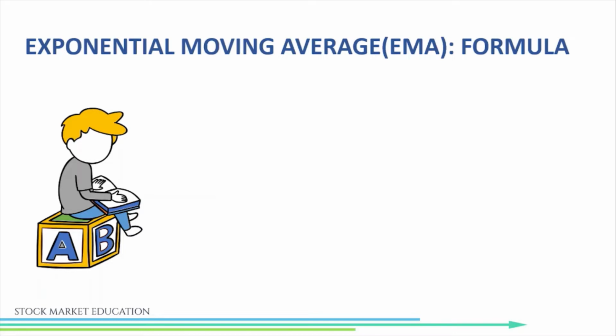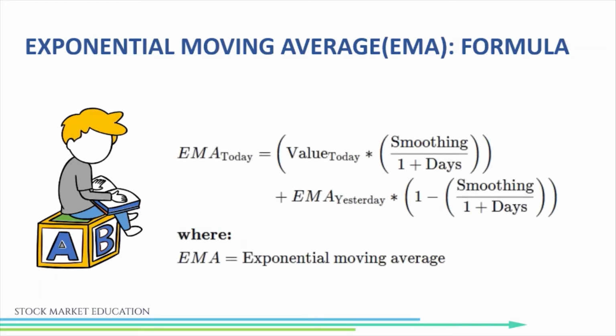Then what is exponential moving average? Exponential moving average you can say it is an advanced version of simple moving average. To calculate what is exponential moving average, this is the formula. It uses today's value and it uses the previous day's value as well. As you can see, the formula is a little bit complicated, but don't worry, you don't have to learn by heart this formula nowadays. We just get it on the computer, right?